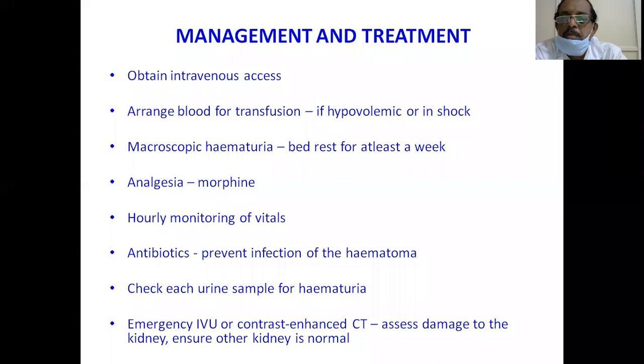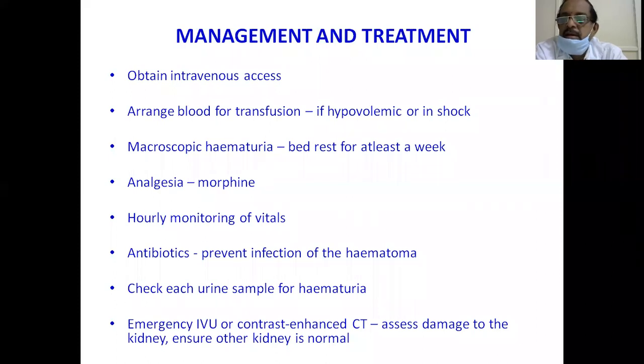The patient should be given rest if treated conservatively, strict bed rest at least for 1 week. For pain, you can give non-narcotic analgesics, with hourly monitoring of vitals, and antibiotics to prevent secondary infection in the hematoma. Check each urine sample for hematuria. If it is decreasing, it's okay, we are happy. If it is increasing, we must look at it critically and decide what to do.